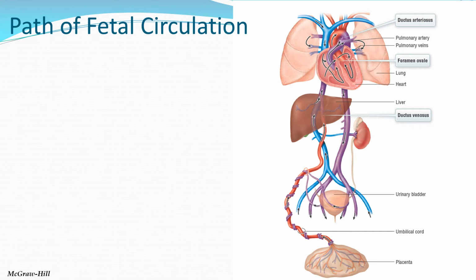So here we got the placenta blood supply. It goes to the liver, ductus venosus, and then it just goes straight here to the right atrium. And then the foramen ovale is the hole. It just skips over to the left side and then goes into the ventricle, out to the body, bypassing the lung altogether.